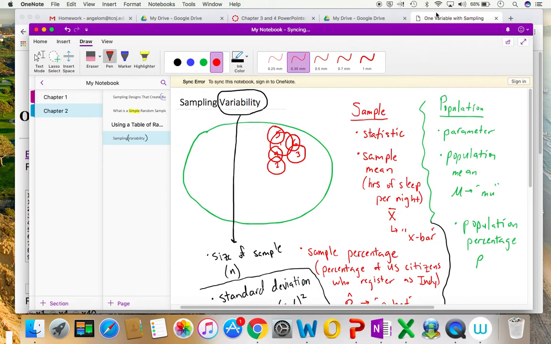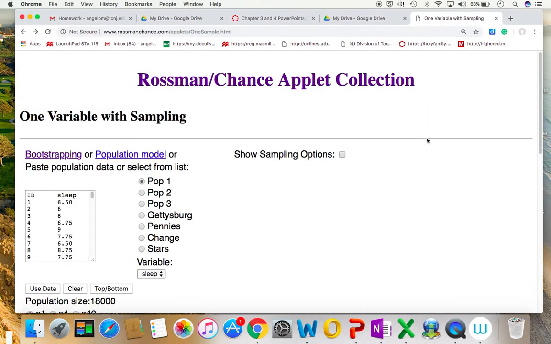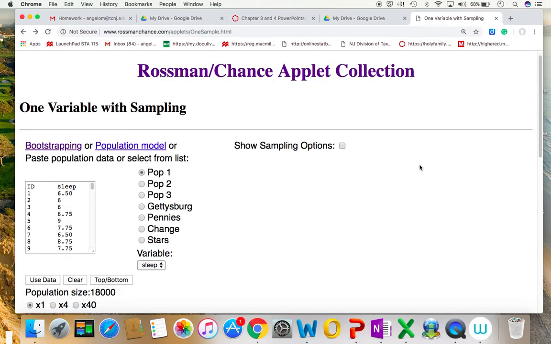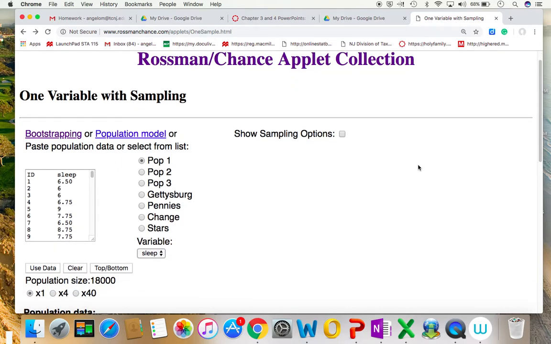Now, let's take a look at an app. This is called the Rossman-Chance Applet Collection. We'll be using that quite a bit throughout our course, and I think it's a good way to help understand this topic of sampling variability. The website for this is rossmanchance.com/applets. We're going to use the one sample applet here, and there's a list of different variables on the right: population 1, population 2, 3, Gettysburg, pennies, change. We're going to look at population 1 and the variable of sleep. In fact, that's the only option we can look at.